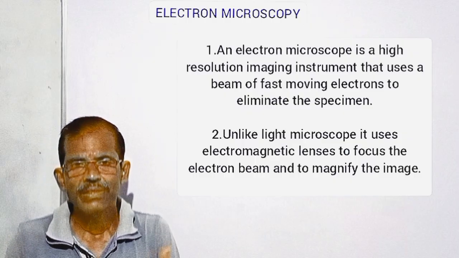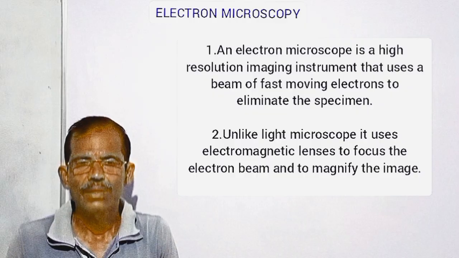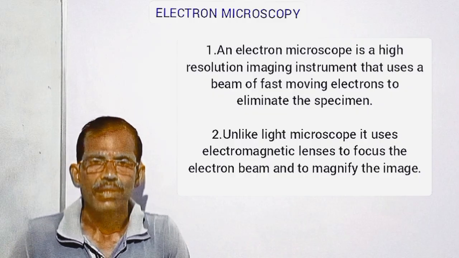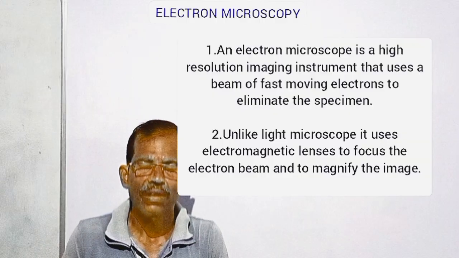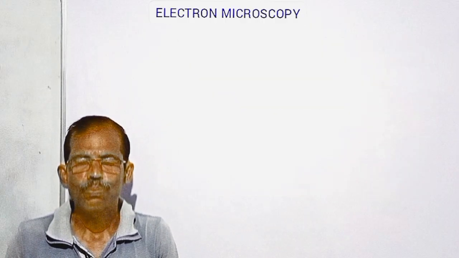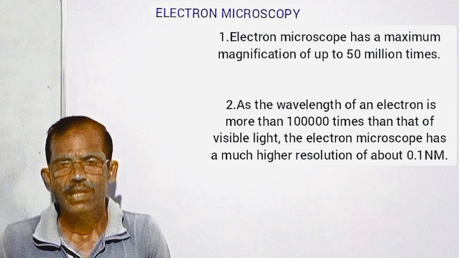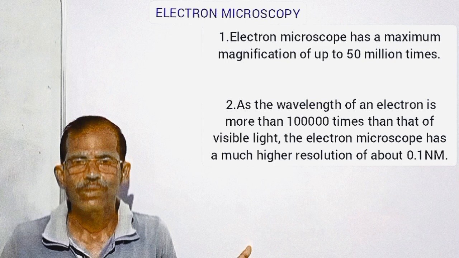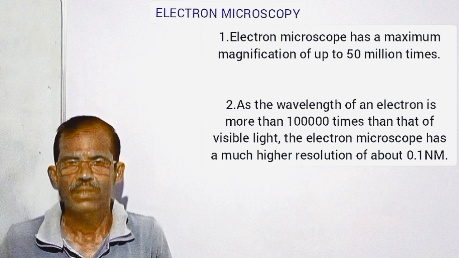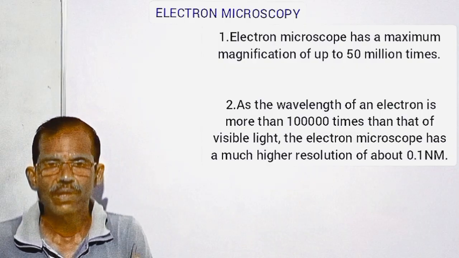As the wavelength of an electron is more than 10 to the power 5 times smaller than that of visible light, electron microscopes have a much higher resolution, about 0.1 nanometer. On the other hand, the resolution of a light microscope is approximately 200 nanometers. Electron microscopes have several applications.